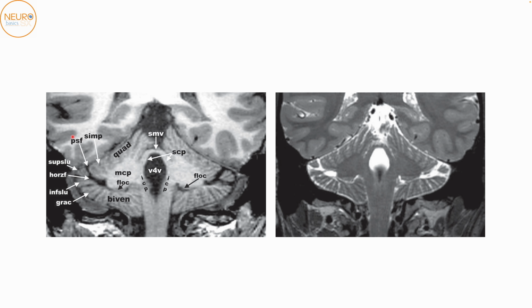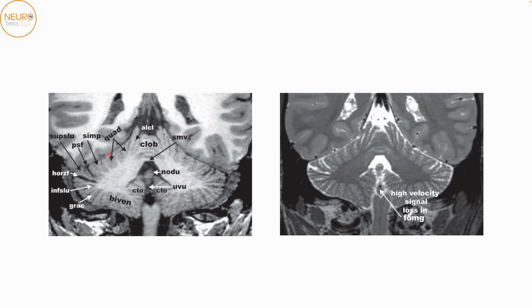As you go more and more posteriorly, the other posterior lobules will start showing up. So you've got the horizontal fissure here, the primary superior fissure over here, the superior semilunar lobule and the inferior semilunar lobule, the gracile lobule, the biventral lobule, and the quadrangular lobule.